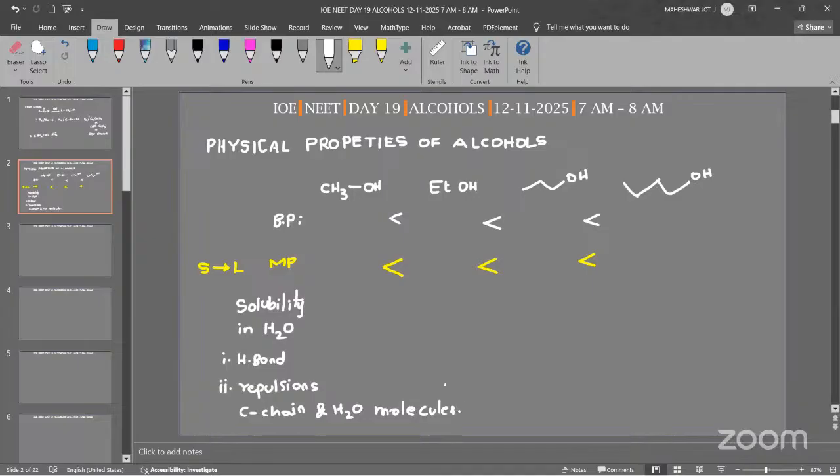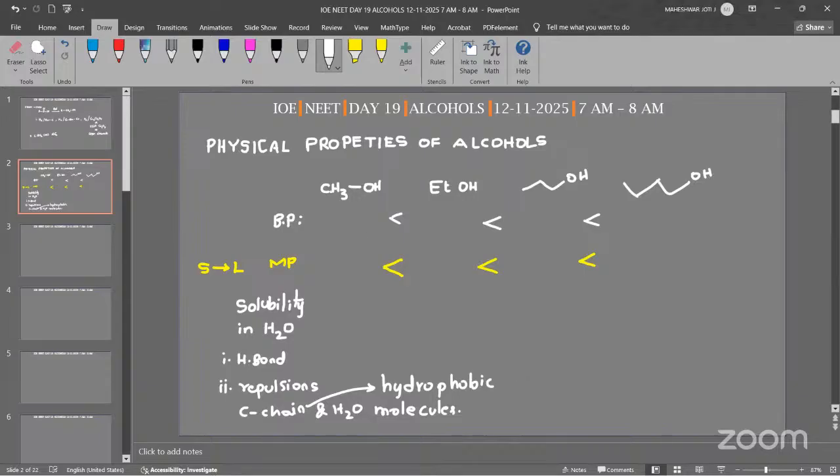Right? See, carbon chain is hydrophobic. Hydro means water, phobic means hate. So carbon chains do not interact with water molecules. So they are hydrophobic. So as number of carbons increases, hydrophobic nature increases. If hydrophobic nature increases, solubility decreases.